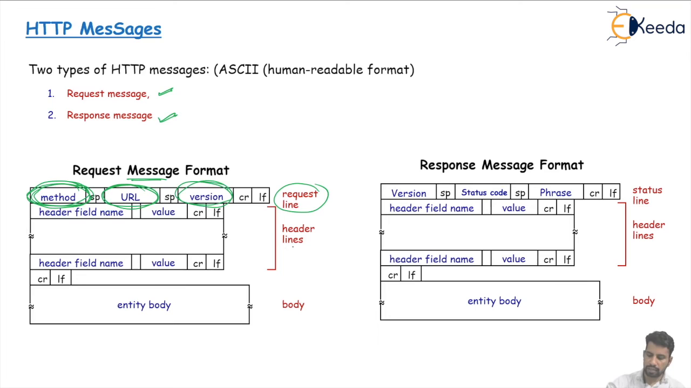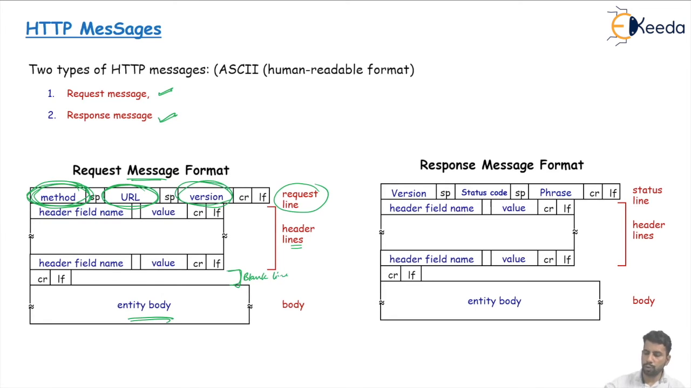And after that, these are the header lines. Header lines mean which type of activity you want to do. And this is a blank line. There is no information present here. And here is the body of your request message, or the data you want to send.